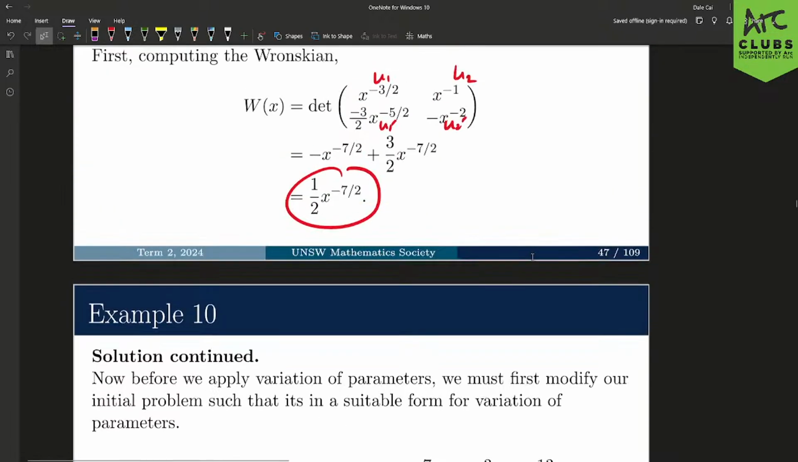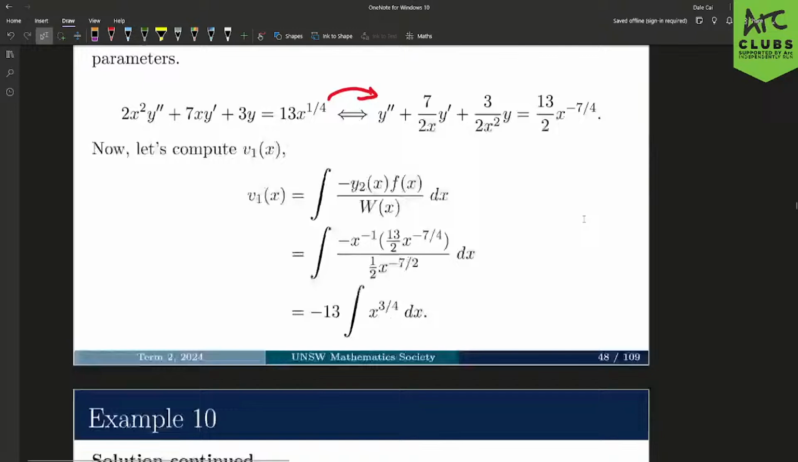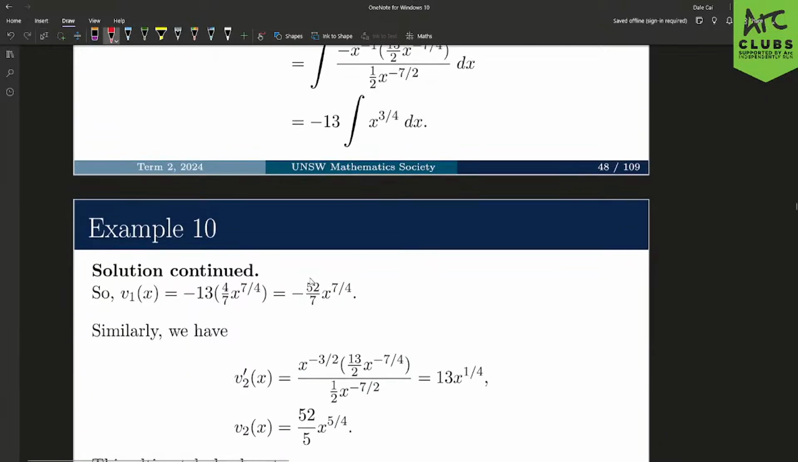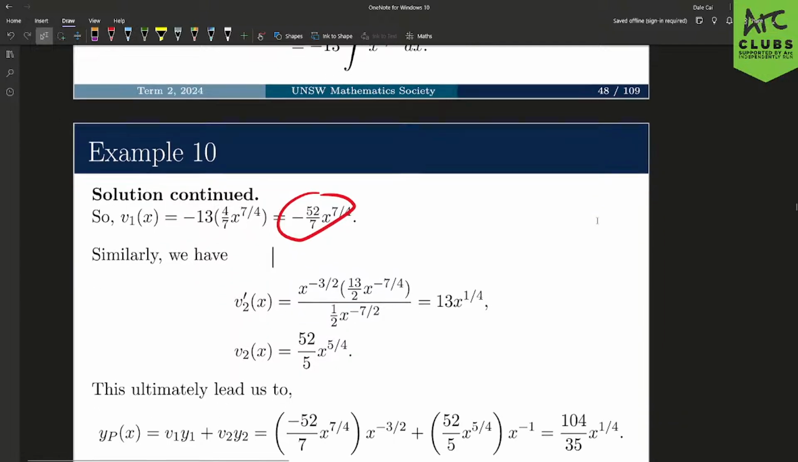Right, so remember for variation of parameters, we actually want the leading coefficient to be 1. So we're rewriting it with leading coefficient 1. And then v1 dash is the inside of this, so v1 would be the integral of negative y2 f of x over w of x. At this point, you just plug in your values and integrate. There's no good way around it. And you'll end up with this for v1. If you do the same thing for v2, then you'll get this.